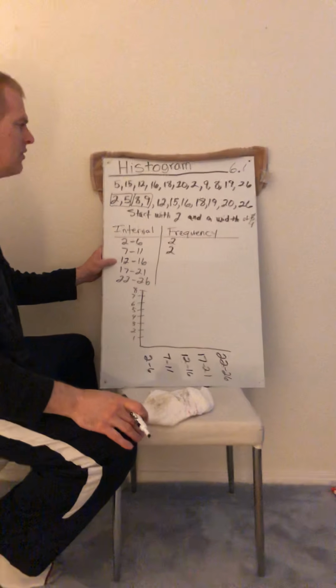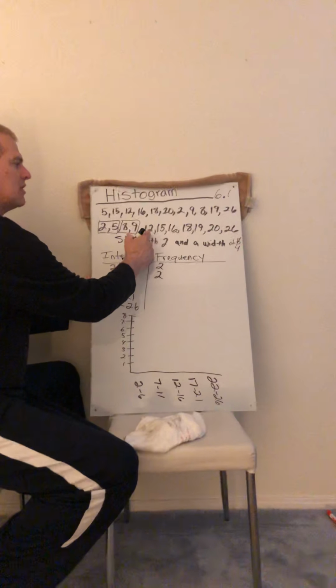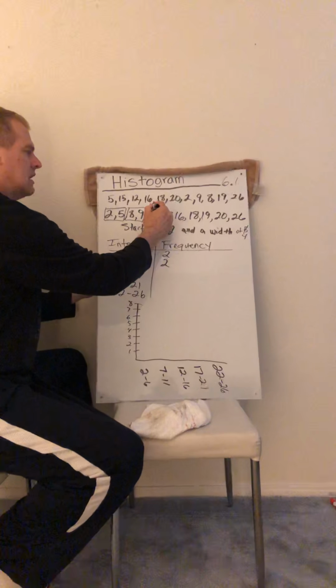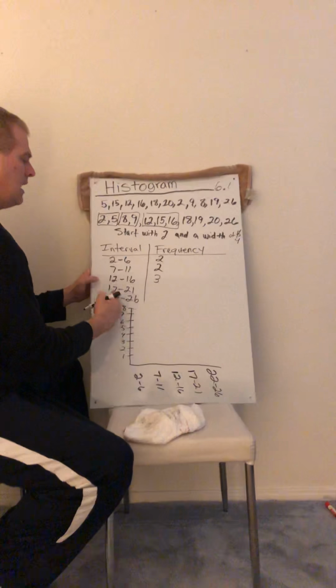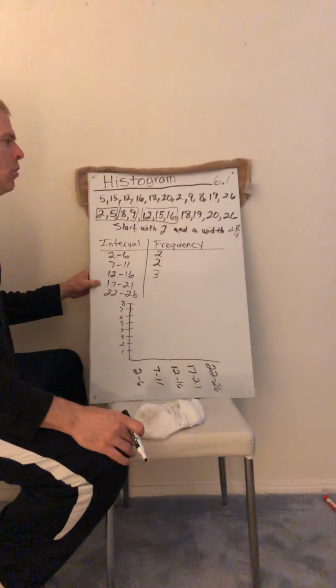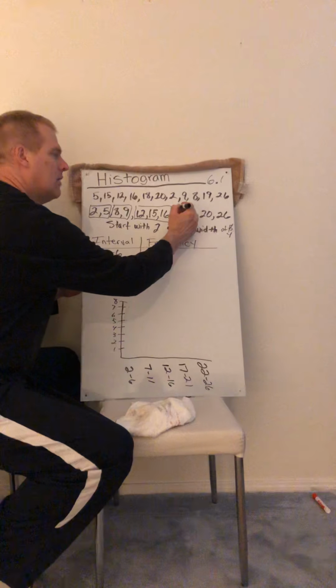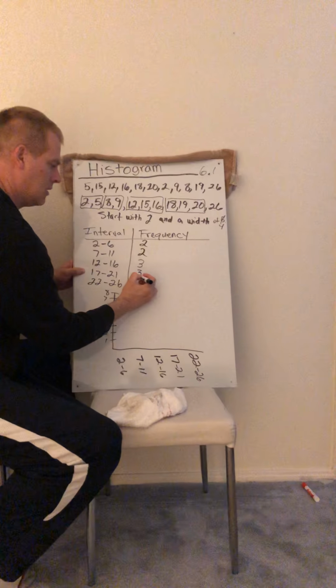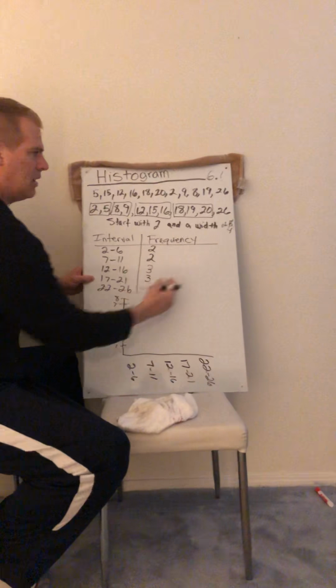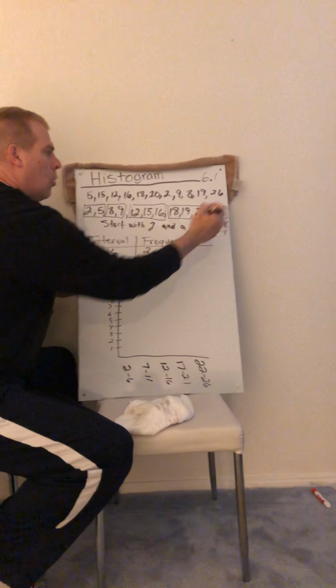Next is 12 through 16. Well, I have a 12, a 15, and a 16, so now I have 3. Next, 17 through 21. Again, I have 3. So I'm going to put a 3 here. Last, 22 through 26, I have 1.